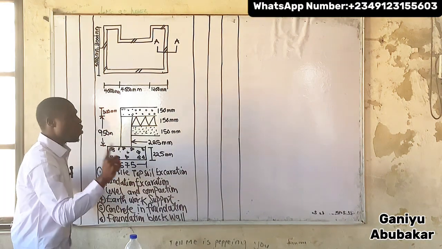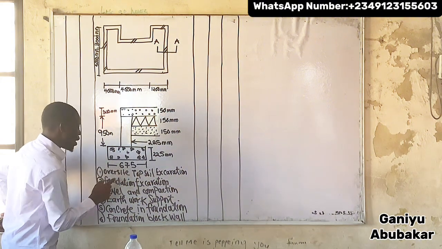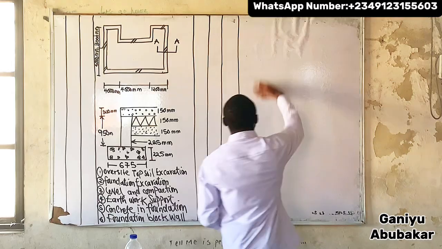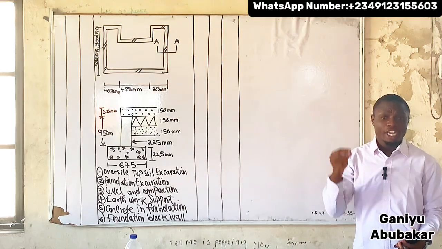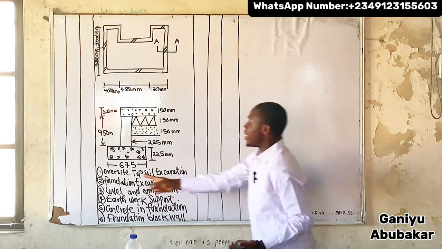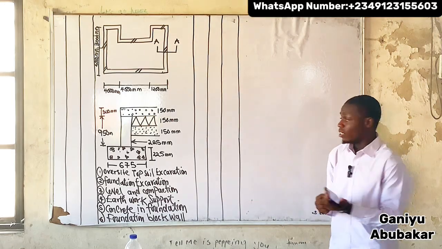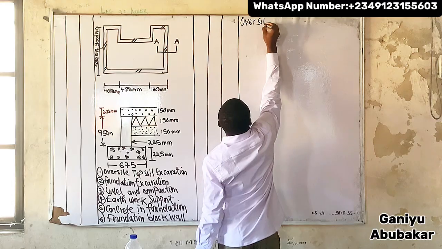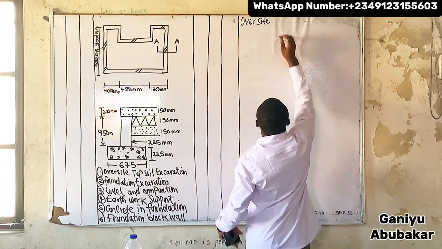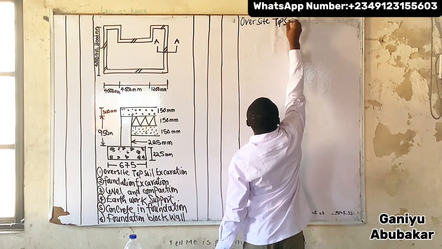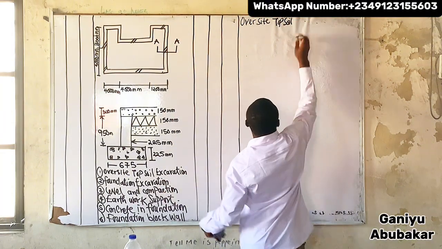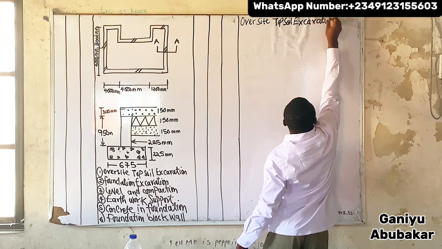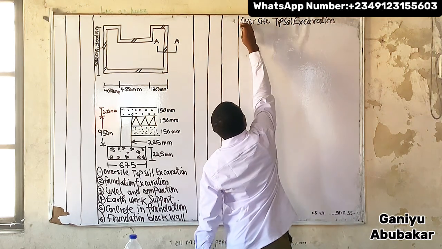Now listen. What's the first question? It says calculate the oversite topsoil excavation. So you come to the other part of the taking off sheets. Write this here as a subheading. Oversite topsoil excavation. All right, so this becomes my first priority.